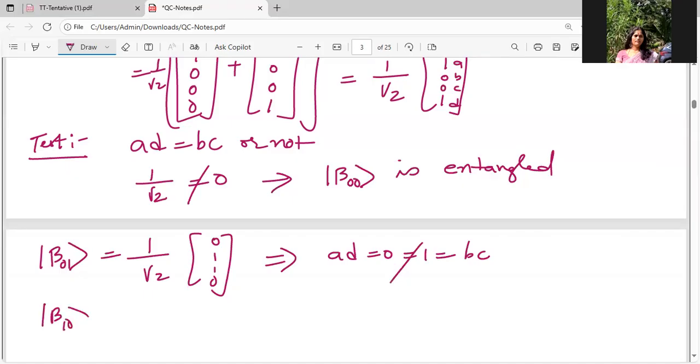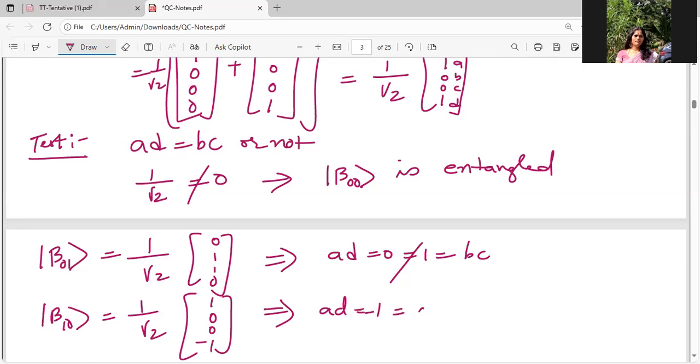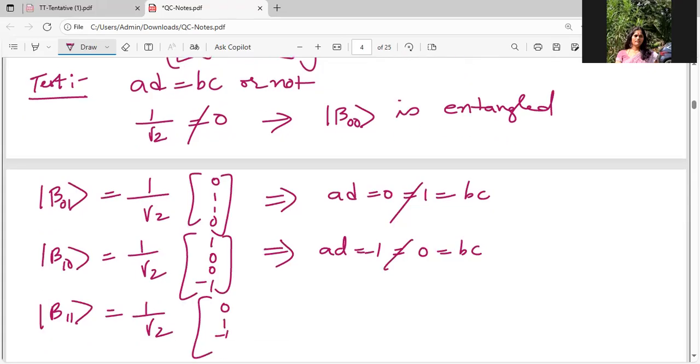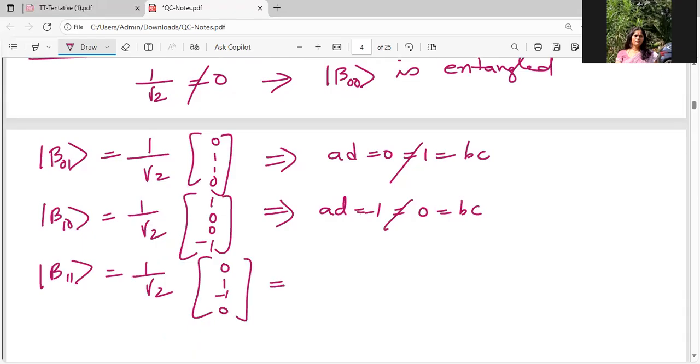Beta 1 0 is equal to 1 by root 2, 1 0 0 minus 1. Again, AD is what? Minus 1. BC is what? 0. Again, both are not equal. Finally, the last one, beta 1 1, is nothing but 1 by root 2, 0, 1, minus 1, 0. So AD is equal to BC or not? AD is 0, BC is minus 1. Both are again not equal.